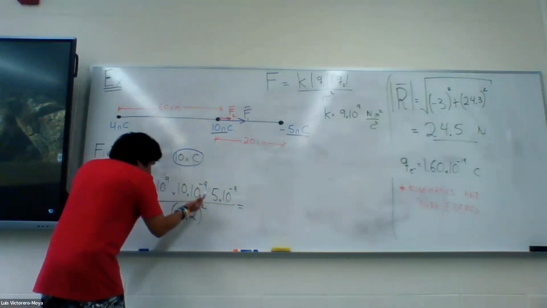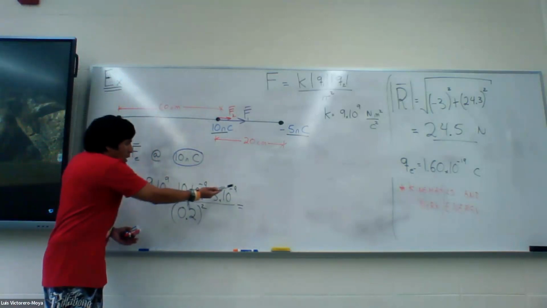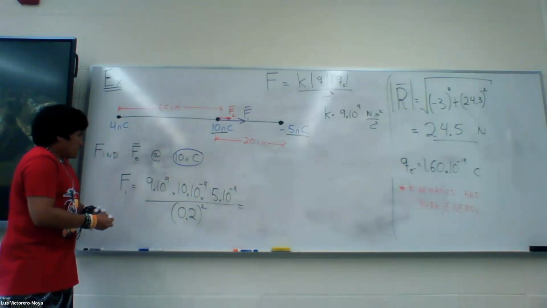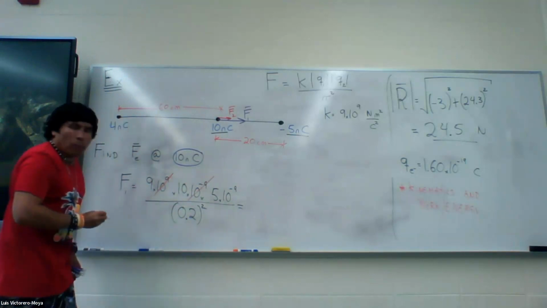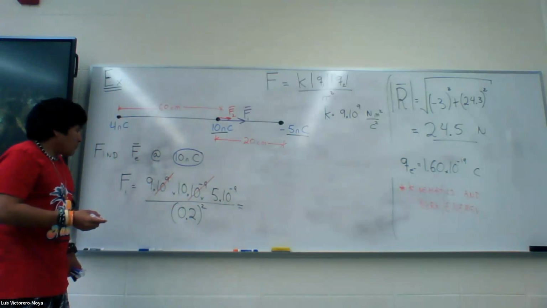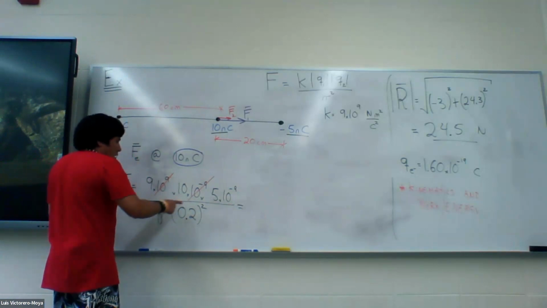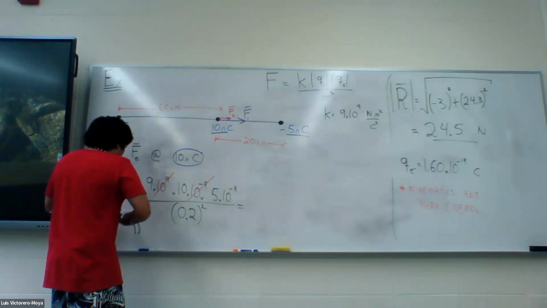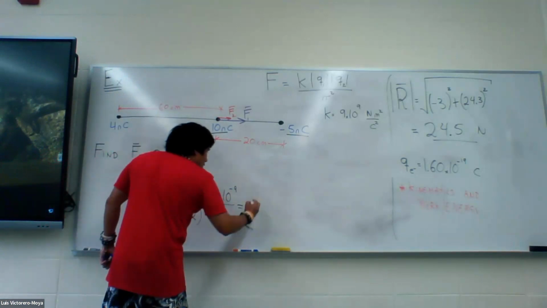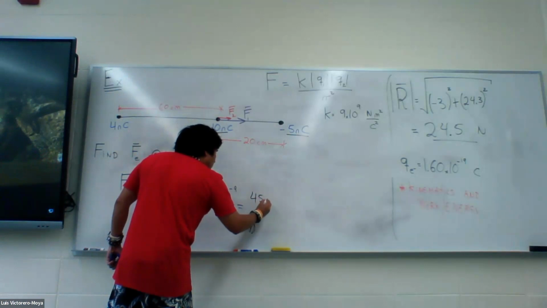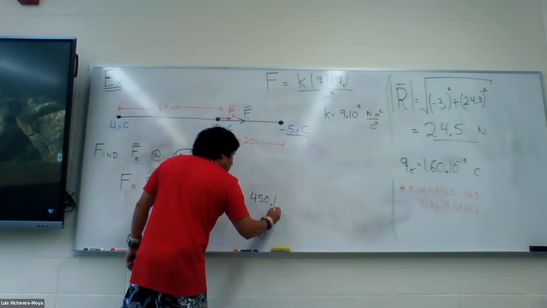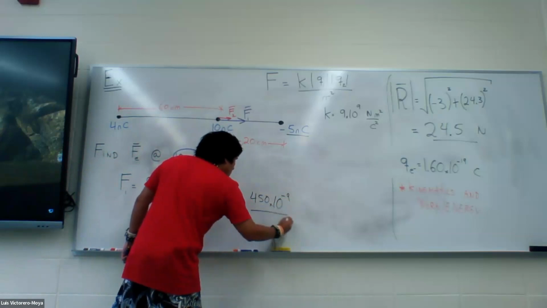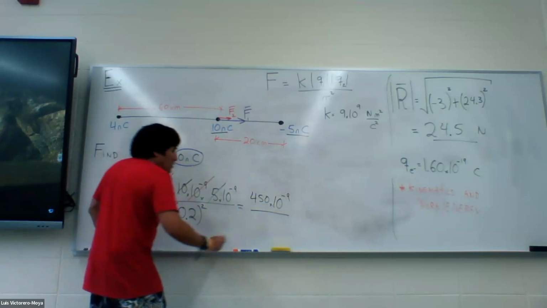So this is what I was talking about. You have powers of 10. Well, 10 to the 9 with 10 to the negative 9 can be dropped by law of exponents. 5 times 10 is 50, plus 9 is 450. So that will give me 450 times 10 to the negative 9. And 0.2 squared is 0.04.